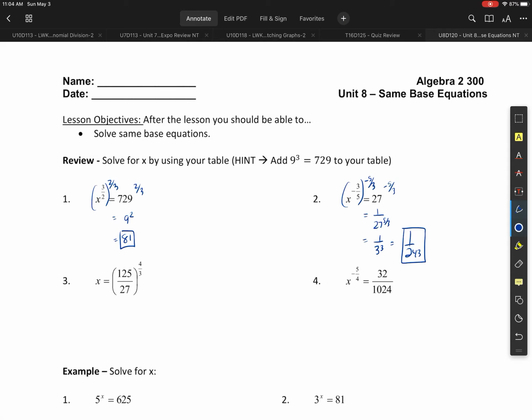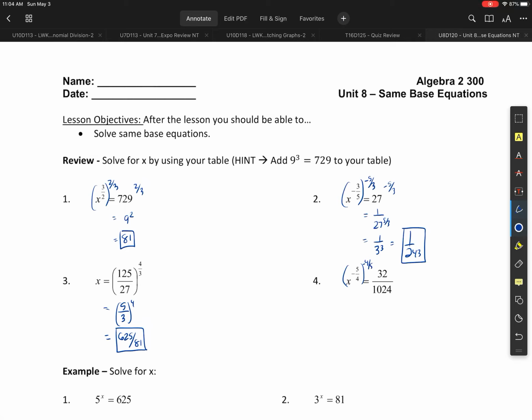Now for problem 3, x is standing alone, so really we're just doing the math on that right side. The third root of 125 over 27 is 5/3 to the 4th, which gives us 625 over 81.